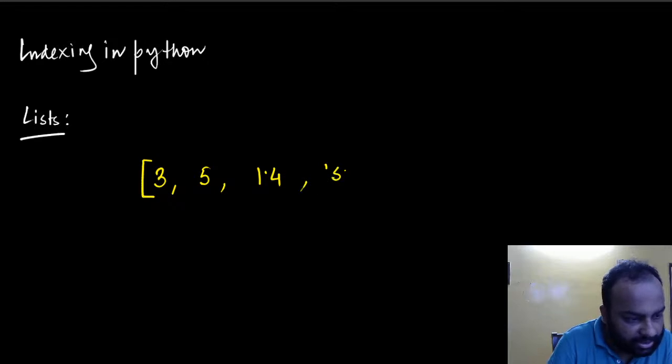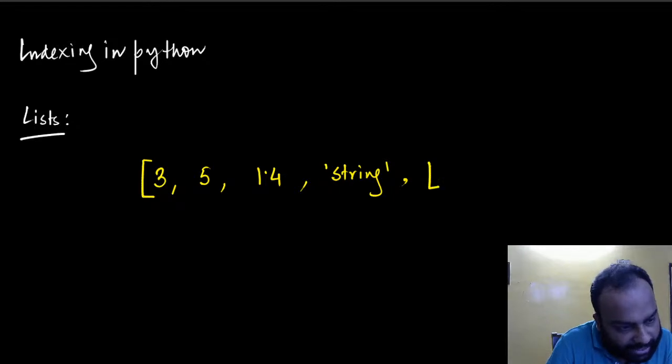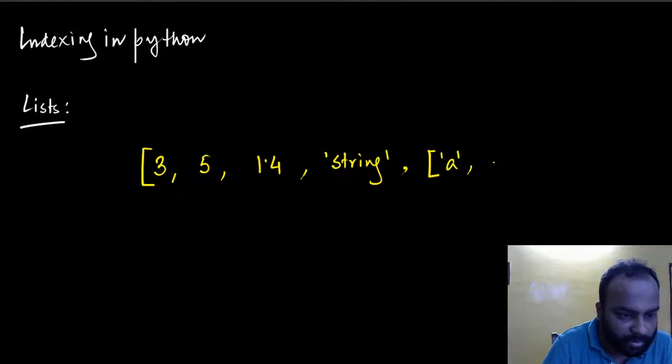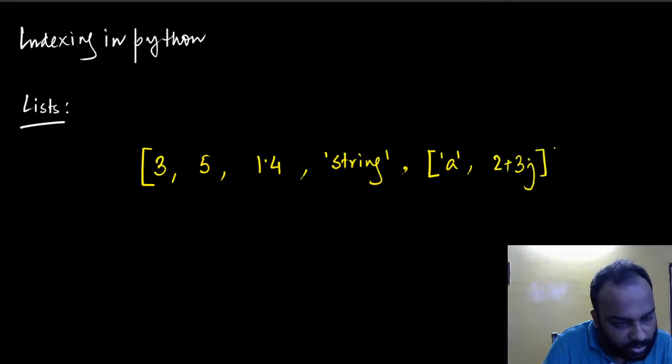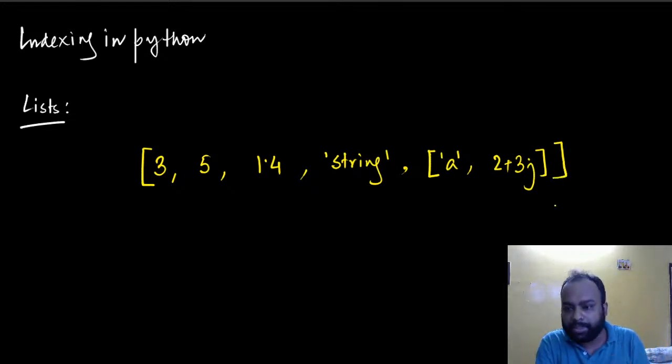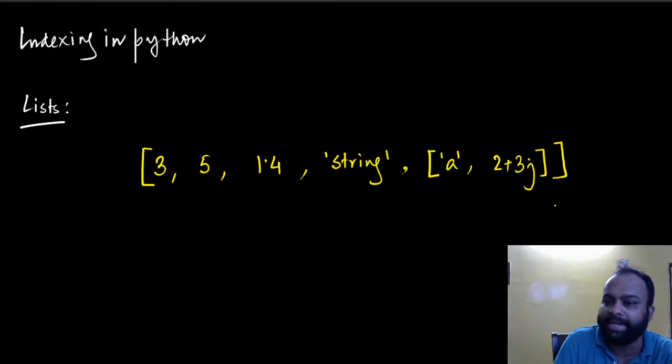Then I had a string, then I had another list, which is enclosed here. So this was the list we created, right? In Python, indexing is similar to C indexing. Okay, C-like indexing.